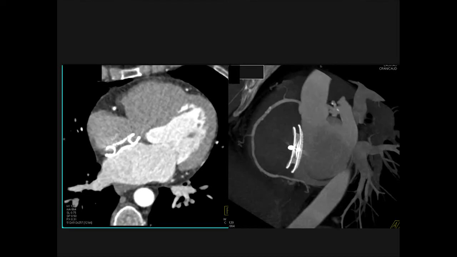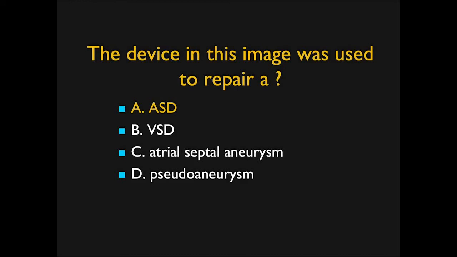So it's not going to be a VSD. You don't treat atrial septal aneurysms with occluder devices, and this is an Amplatz occluder device, and you don't get pseudoaneurysms there. The classic thing you have is an ASD. We don't see the ASD because it's been taken care of by the Amplatz occlusion device. Just a very nice set of images.